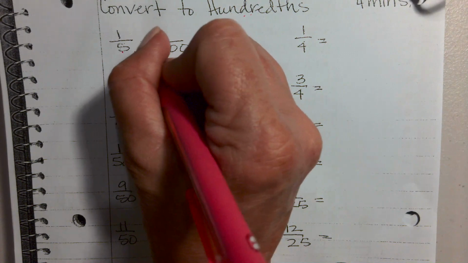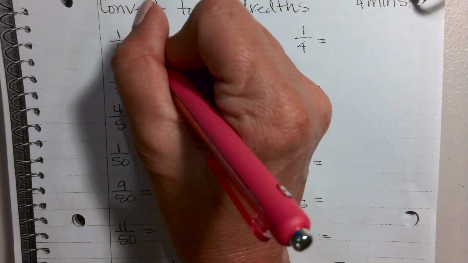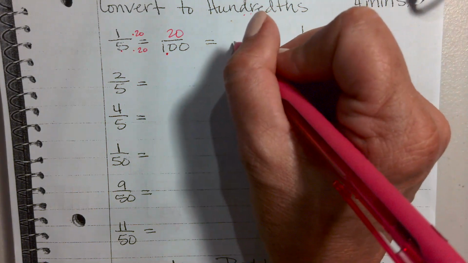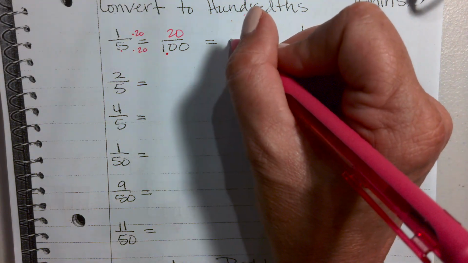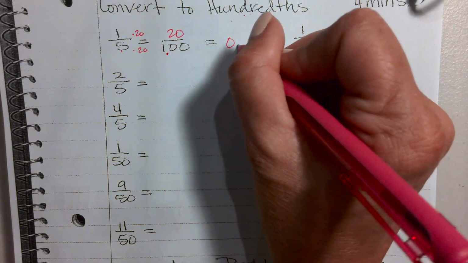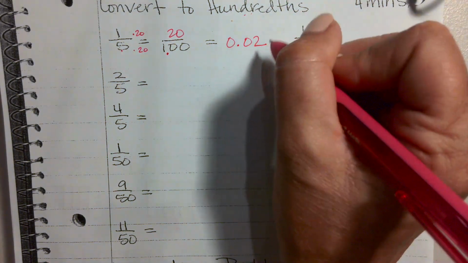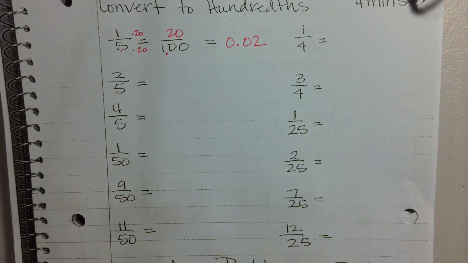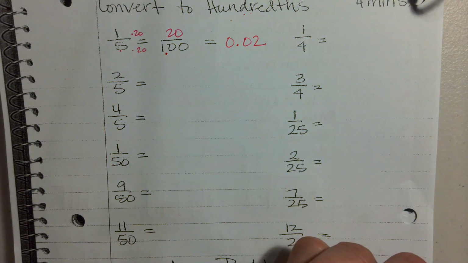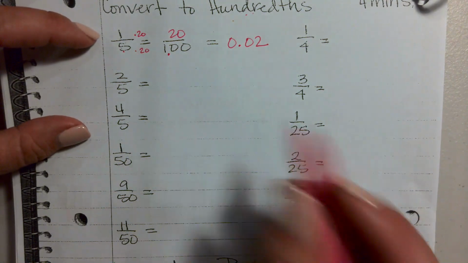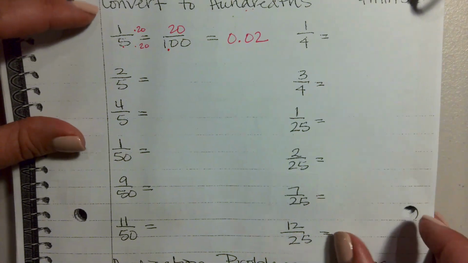Well, 5 times 20, right? So whatever you do on the bottom, you have to do on the top. So 20, and what does that equal? It's 20 hundredths. So 0.20, because it has to be in the hundredths. The 2 has to sit in the 100th spot. So that's what we're doing here for each one. I'm going to do a couple more and then I'm going to have you try a few independently.